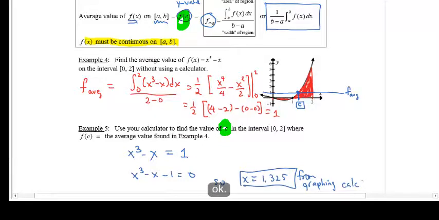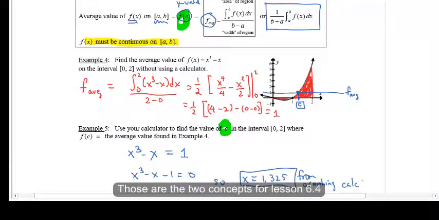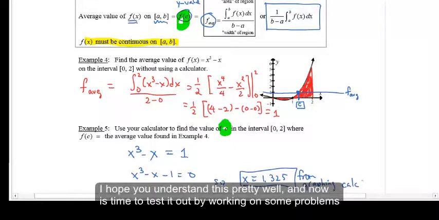Those are the two concepts for 6.4. I hope you understand this pretty well, and now it's time to test it out by working on some problems.